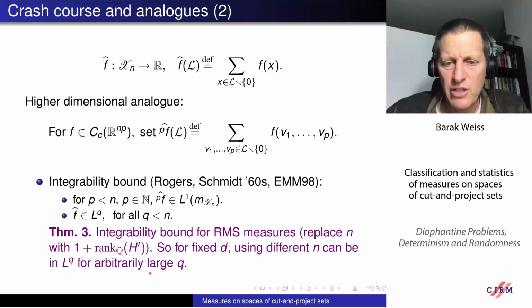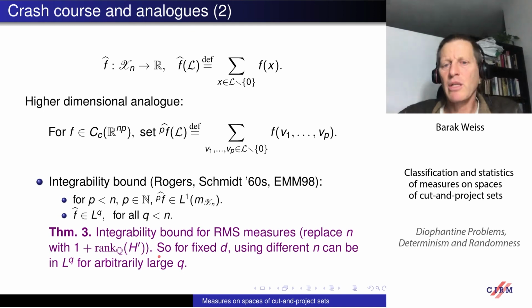And as an interesting corollary, what you can see now is that if I fix the dimension d and I use different measures involving bigger and bigger n, I can make this quantity larger and larger. In particular, it means that for larger and larger d, I can find analogues of this Siegel summation formula with better and better integrability bounds for the transform. That's an interesting fact that can't be done for lattices. We have more flexibility for cut and project sets.